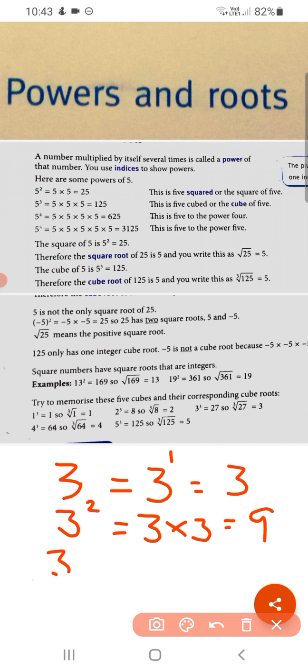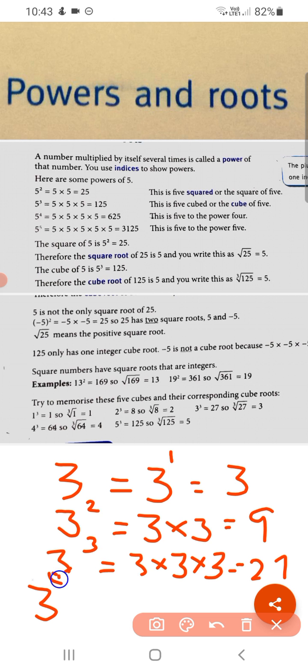Then 3 raised to 3. 3 to the power of 3 means 3 times 3 times 3, which is equal to 27. Then 3 to the power of 4 means 3 times 3 times 3 times 3, which is equal to 81.